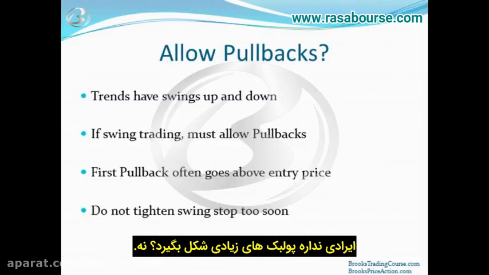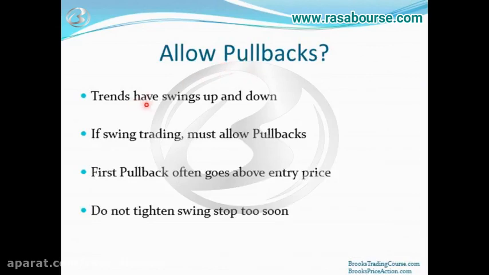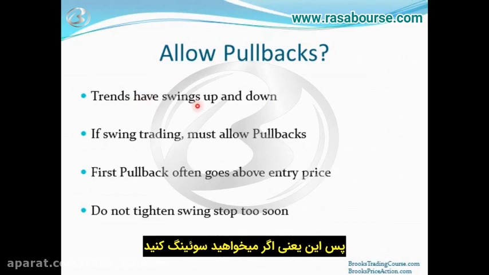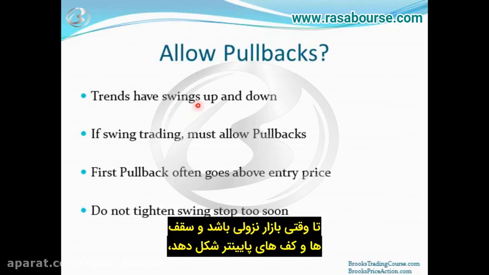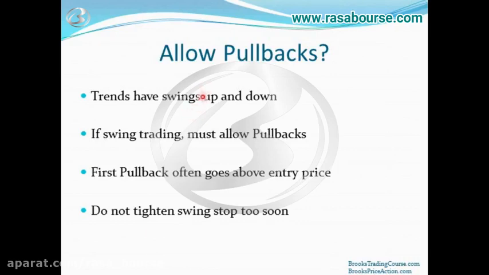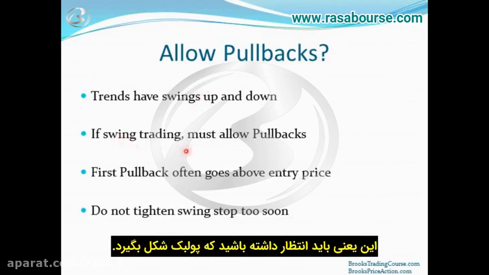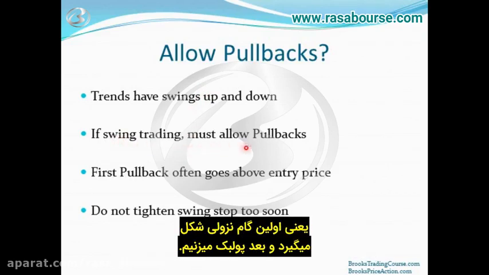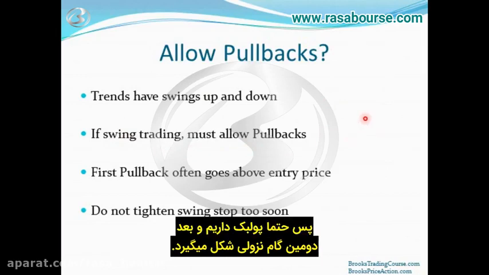Do you allow pullbacks? Sure. Trends have swings up and down. So that means if you're looking for a swing trade, you have to allow for some swings, some little bounces along the way. As long as the market keeps falling and forming lower highs and lower lows, the bear trend is still in effect. So if you're swing trading, you're looking for more than one leg down, and that means you have to allow a pullback. So you have a first leg down and then a pullback. You're looking for a second leg down, so there has to be a pullback, and then you get your second leg down.